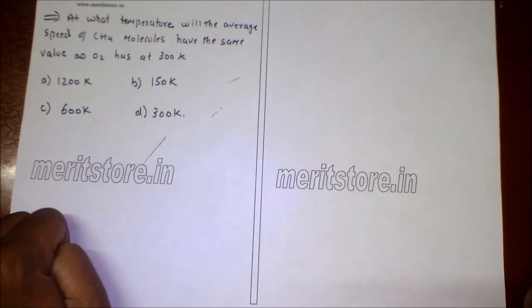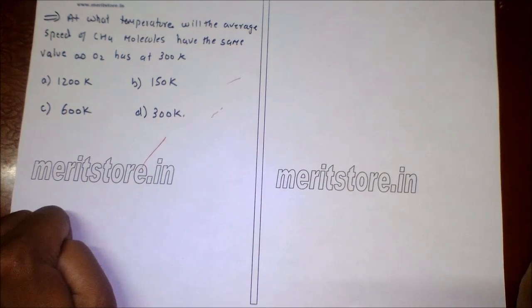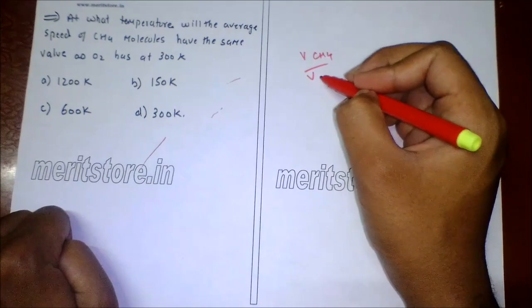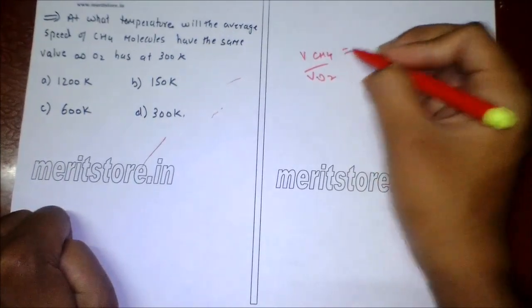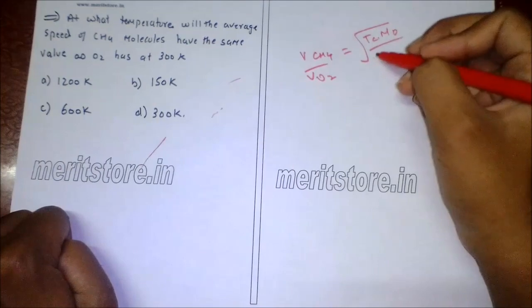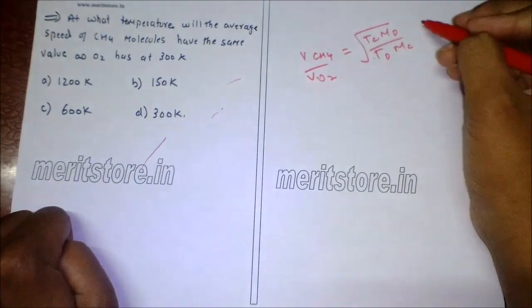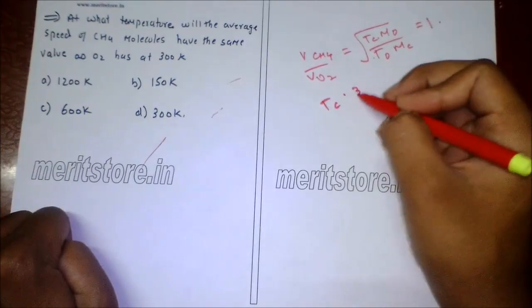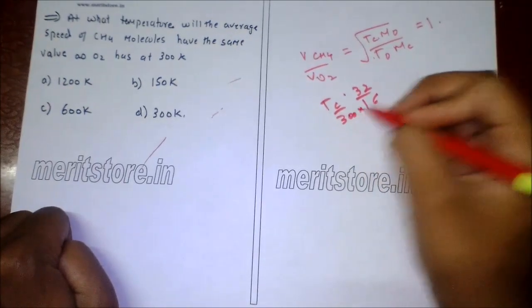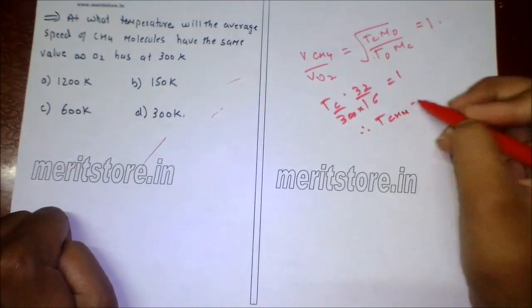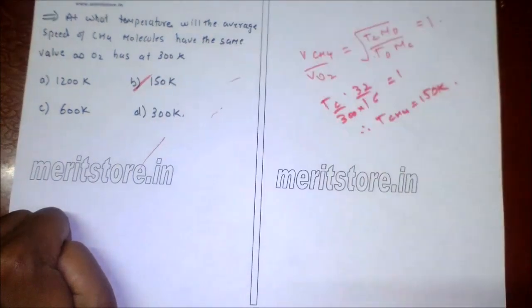At what temperature will the average speed of a methane molecule have the same value as oxygen at 300 Kelvin? So the average speed of methane divided by the average speed of oxygen is equal to root of temperature of methane, mass of oxygen, over temperature of oxygen and mass of methane, which is equal to 1. So on squaring we get temperature of methane into 32 divided by 16 upon 300, which comes out to be 150 Kelvin. So option B is the correct answer.